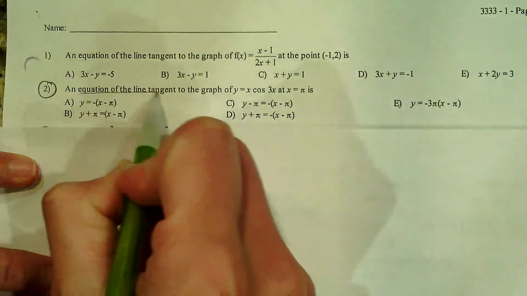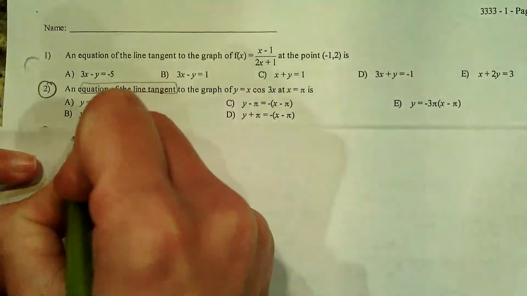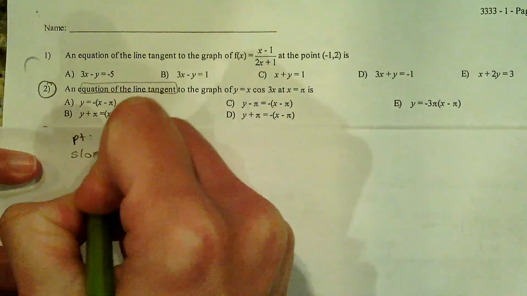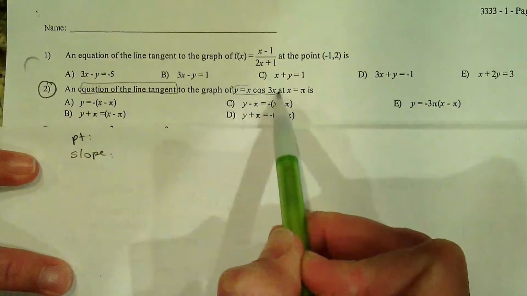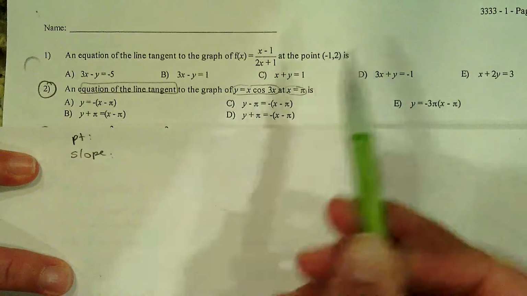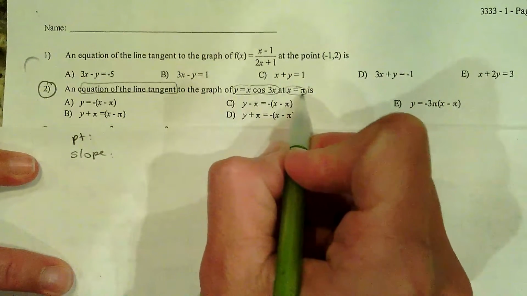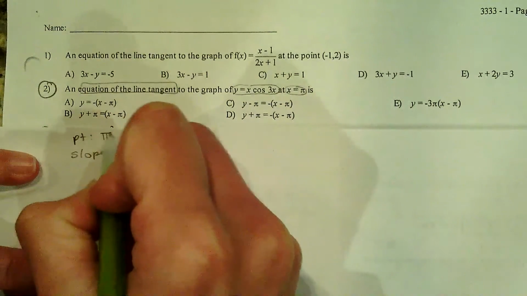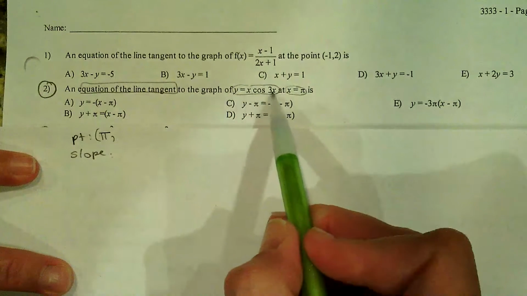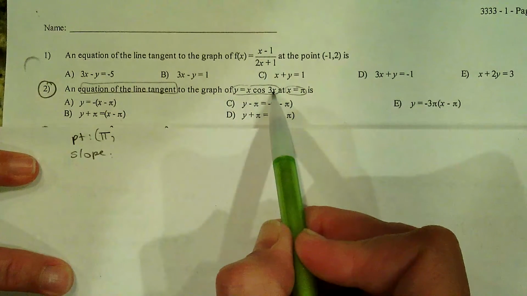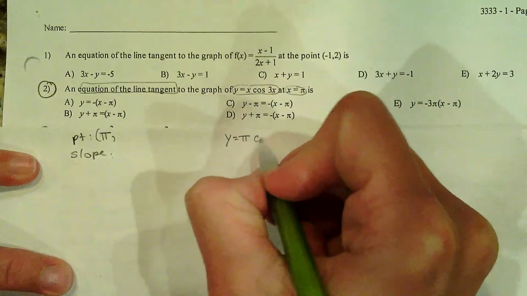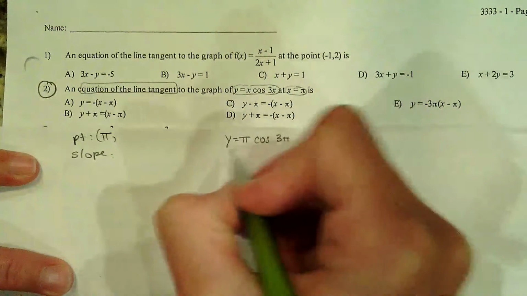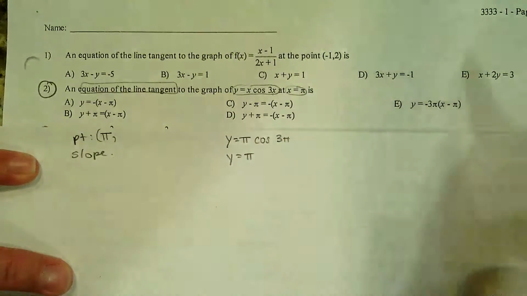The equation of a line tangent to the graph. So we need a point and we need a slope. They want it tangent to the graph of y equals x cosine 3x at x equals pi. So we already know the location. It's pi comma something, and we can just plug in pi to figure out the y coordinate. So the y coordinate is going to be pi cosine of 3 pi.